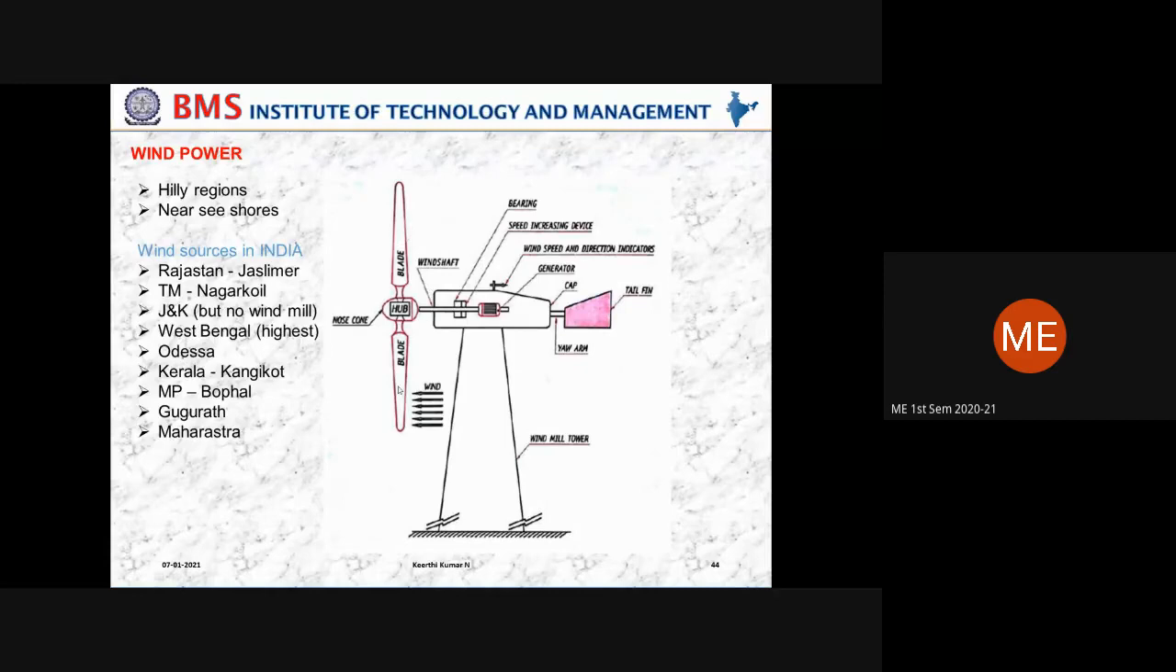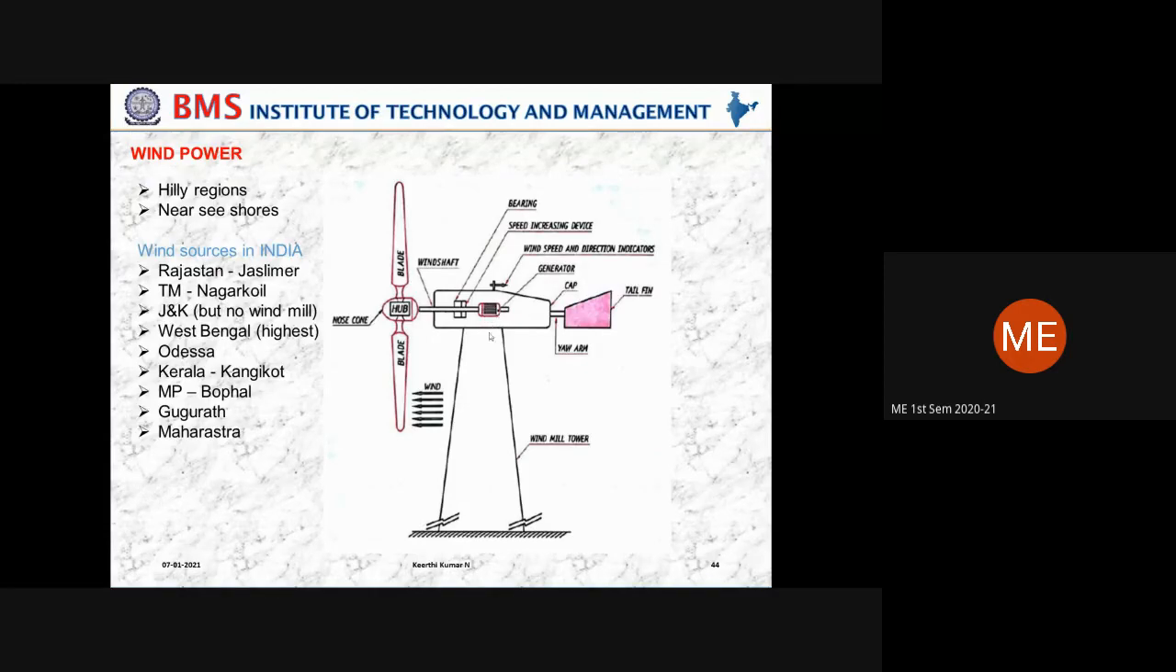And these are all the blades. Usually there will be 3 blades, and they will be in aerofoil section. Once the wind is blowing over the blade, it starts rotating. Because of the rotation, the shaft, which is connected to the hub as well as the motor, starts rotating. Then this rotation of the shaft is transferred to the generator, where the electricity is generated.